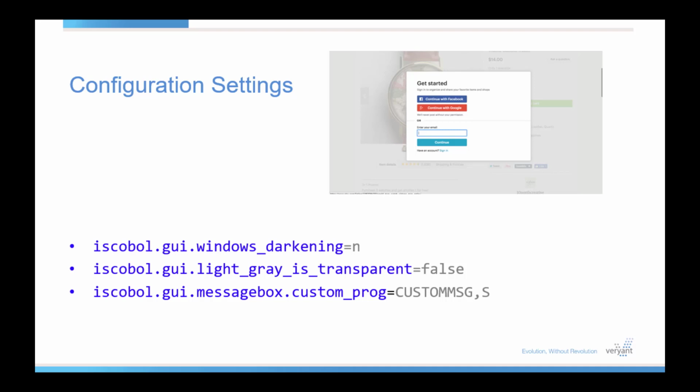The default transparent color in bitmaps is a light gray. But sometimes you might not want this color to be transparent. For instance, if you have a bitmap on your screen with the gray color and you want it to show. For cases like that, we've added a configuration variable to change that default behavior and make the light gray display on your screen. And for a long time, you've been able to replace the default message box with a custom message box. Now, when you're running in the thin client or web client, you can add an S to access the custom message box program from the server and a C to access it from the client.